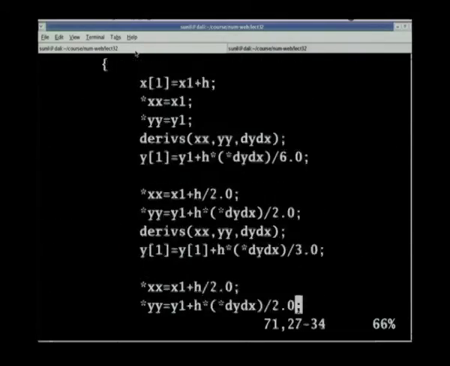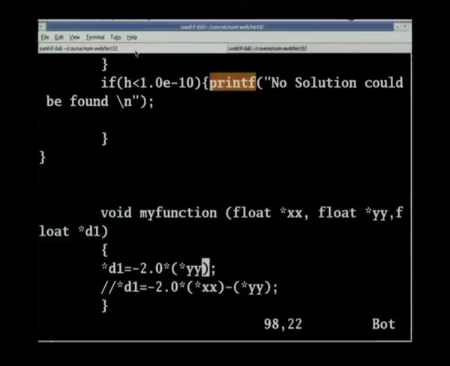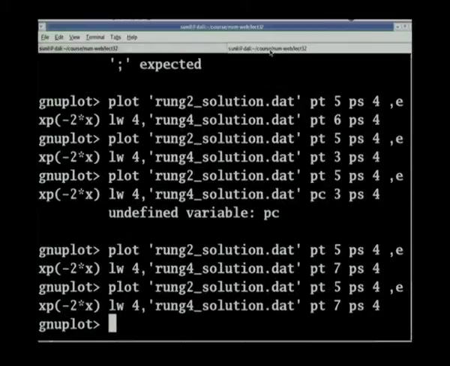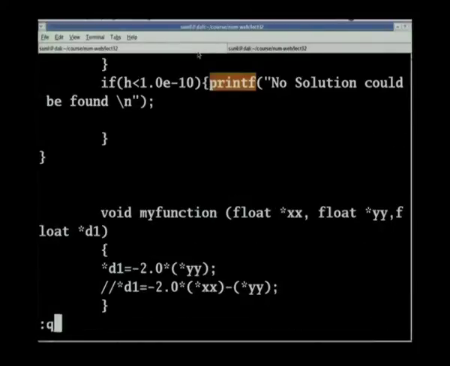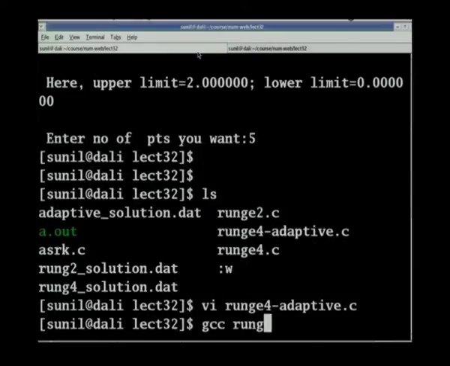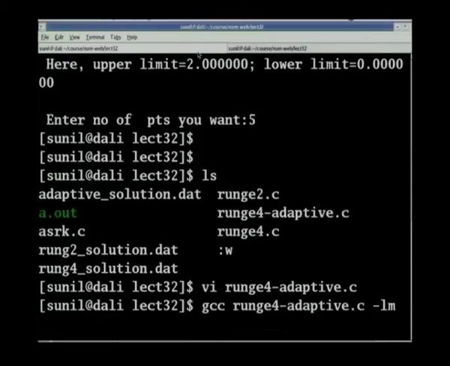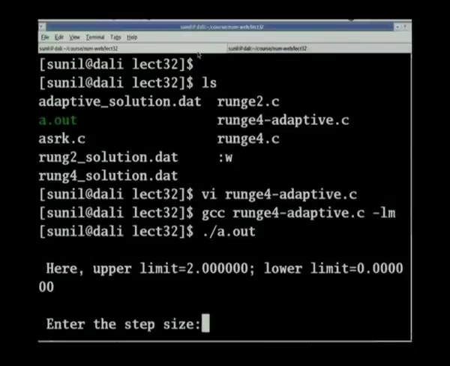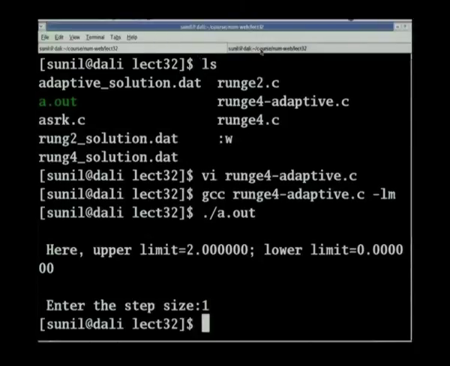Now we'll do the same thing here, for the same function, that is minus 2y. So d1 equal to minus 2y, and we will run this and see what we get. We'll run this program here, and we can compare this with our results. We'll just use the Runge Kutta adaptive.c and compare that. So we want the initial step size. We are going from 0 to 2. We'll use the step size as 1, and it has done something, and now we'll just plot that here.